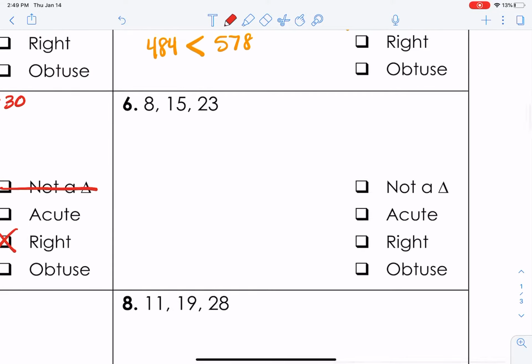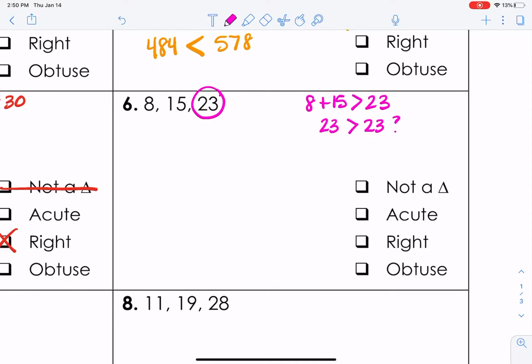Number 6 is tricky because it looks like it works for just a second. So here's the longer side. 8 plus 15 has to be bigger than 23. So 8 plus 15 is 23. Is that statement correct? Is 23 bigger than 23? No, they're equal.